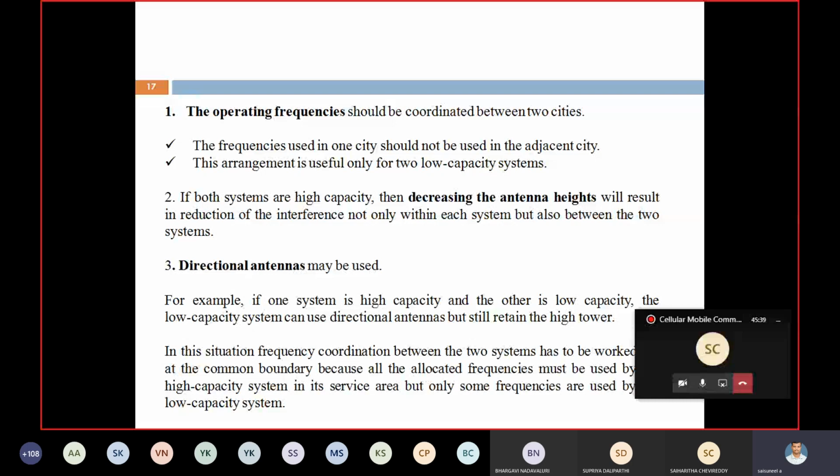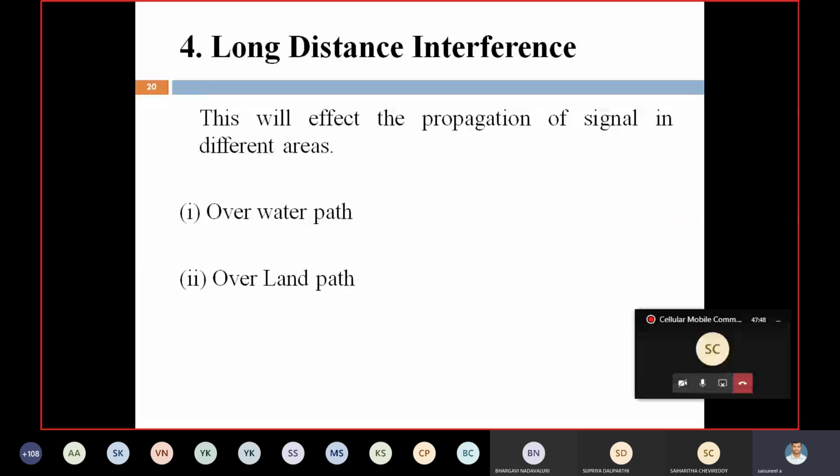Next, the fourth type of non-coaxial interference, that is, long distance interference. Long distance interference is in terms of thousands of miles. However, this will affect the propagation of the signal in different areas. It depends upon different geographical conditions.